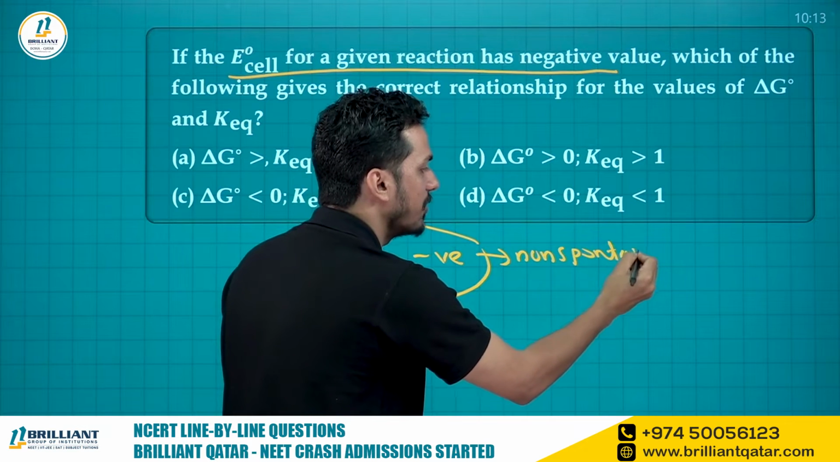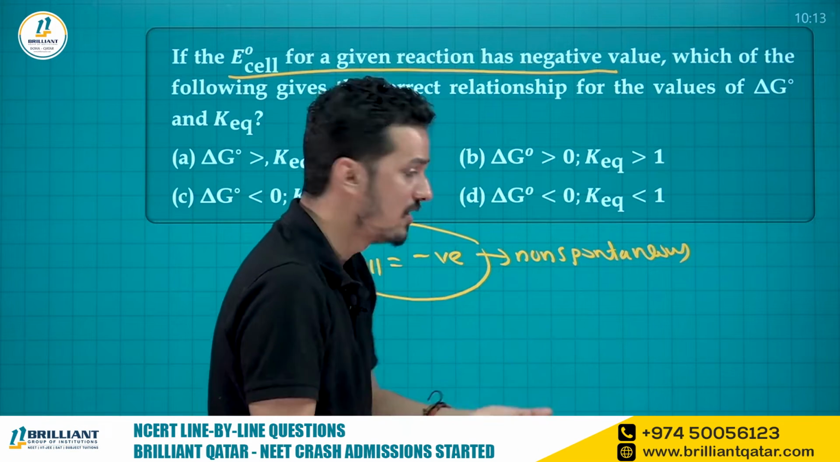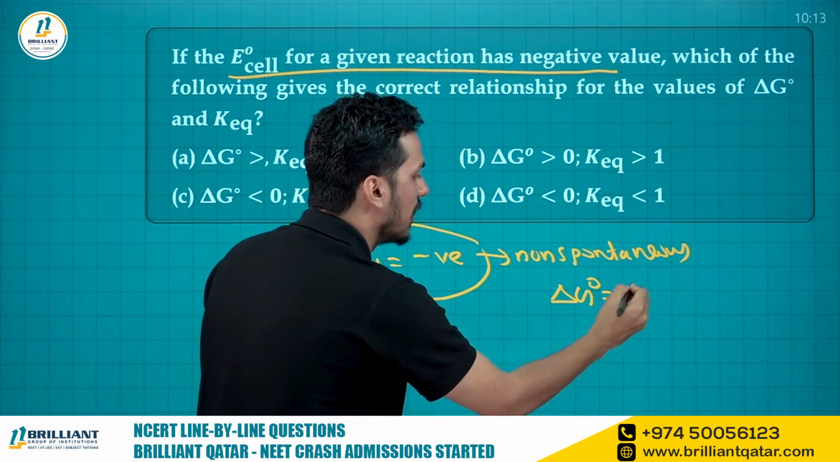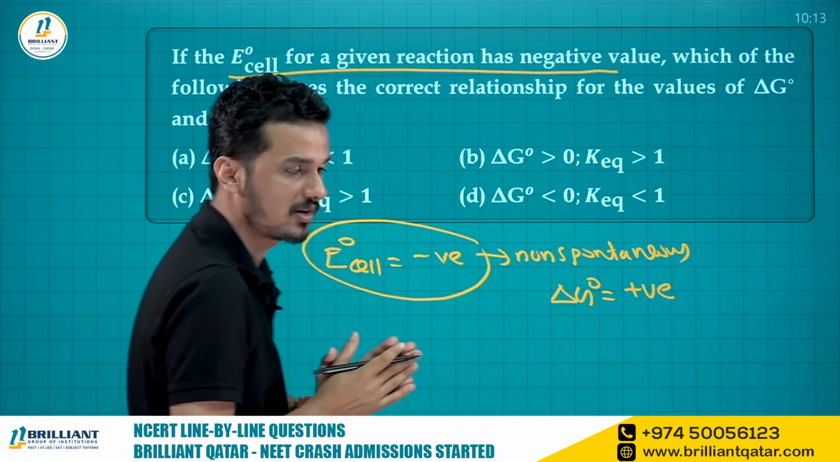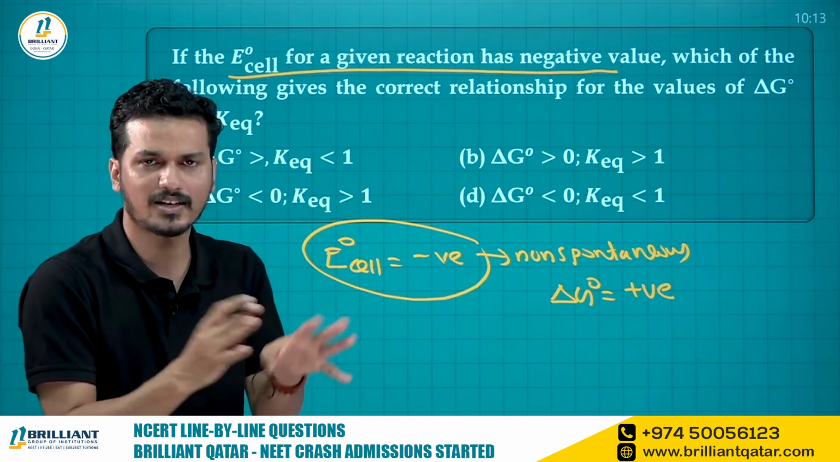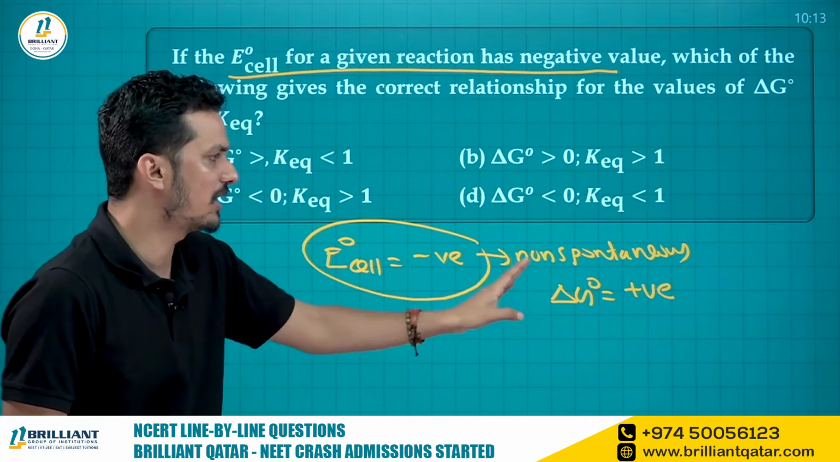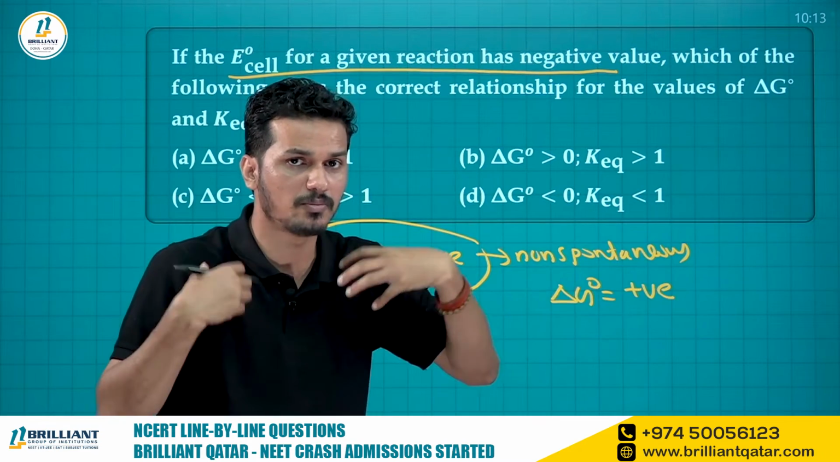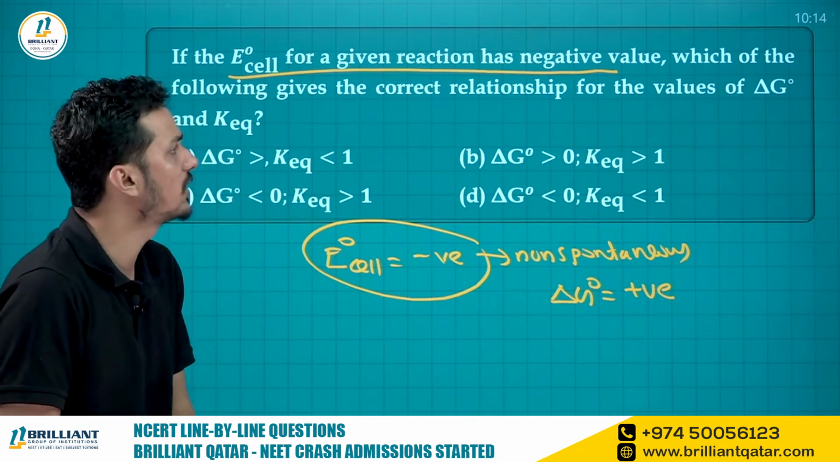What's the idea you have to remember? Non-spontaneous. What do you mean by non-spontaneous? Delta G0 equal to what? Positive. That's the idea you have to remember. E0 cell negative means that the reaction is not going to occur. So that means non-spontaneous, delta G0 is positive. That idea you must remember. Now we can start.